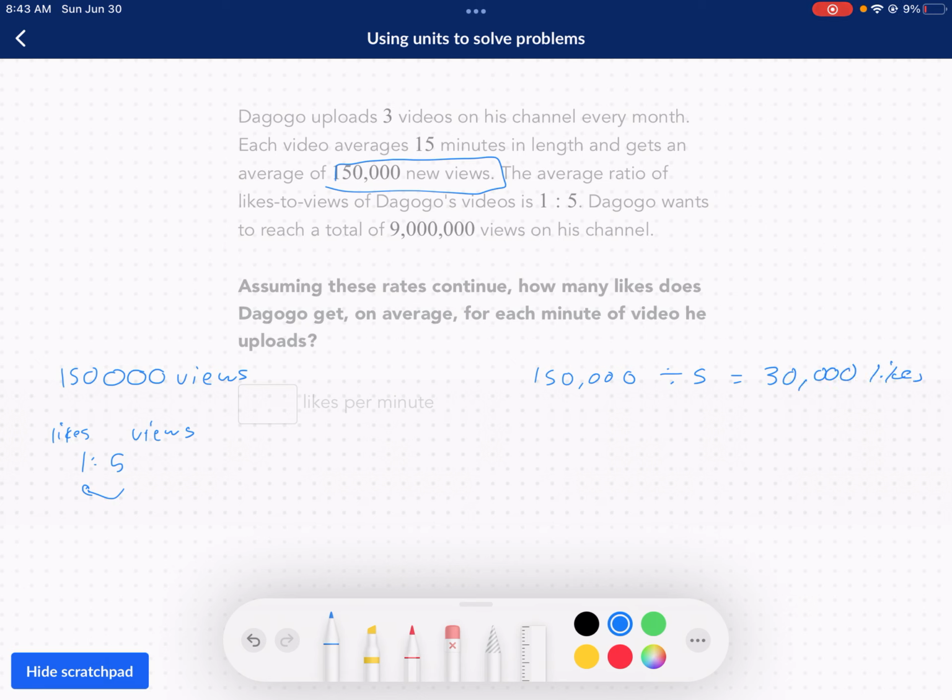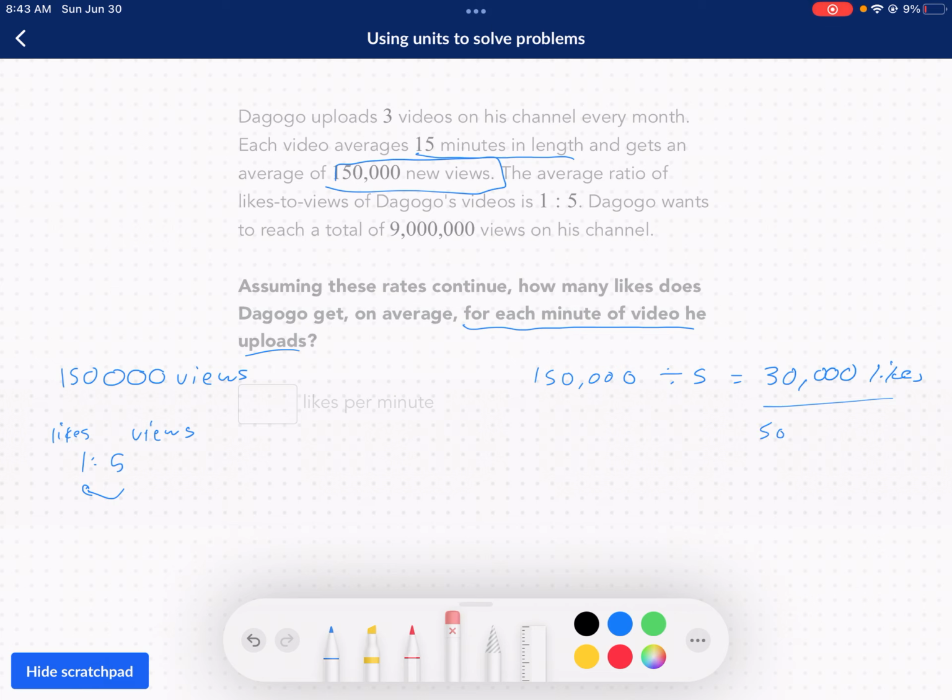But here's the thing. It's not talking about per video. It's talking about each minute of video he uploads. So if we know each video is 15 minutes, now we've got to take our likes and divide that by 15.